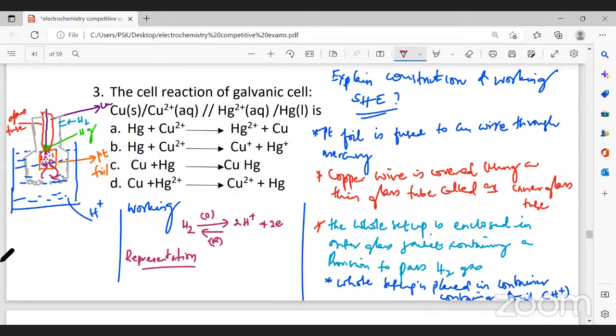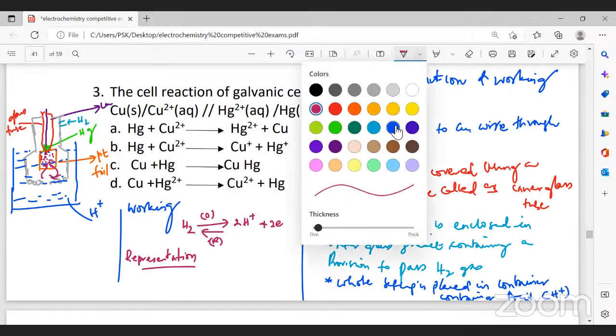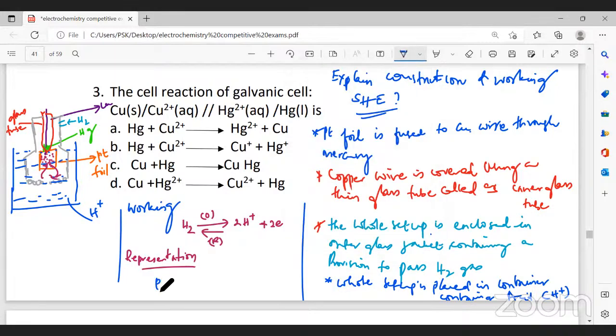Now, the representation of the hydrogen electrode. How do you represent a hydrogen electrode? It is represented like this. Platinum foil is a support here. On the platinum foil, hydrogen gas gets adsorbed. And this hydrogen gas adsorbed on the platinum foil is in contact with H+ ions. Now, this hydrogen gas is in contact with H+ ions, yes or no?